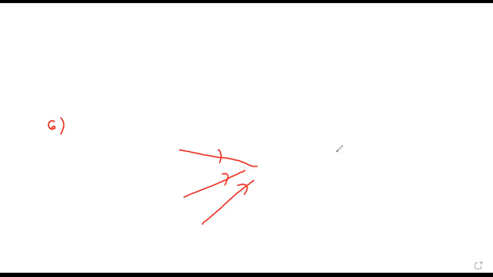Incident on diverging lens means which lens? Concave? Yes. Having passed through the lens, one minute.